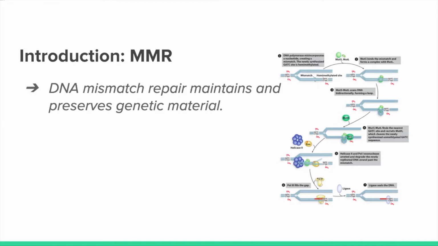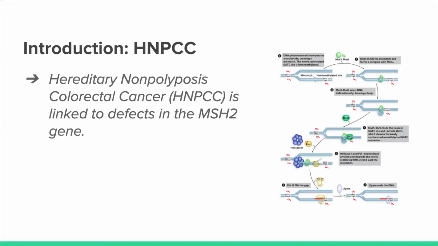And within this is a key component called MSH2, and it functions alongside MSH3 and MSH6. So if the function of MSH2 is impaired, it can lead to very bad consequences, which we're going to talk about next. So the cause of hereditary non-polyposis colorectal cancer, also known as HNPCC, is linked to defects in genes that code for DNA mismatch repair.